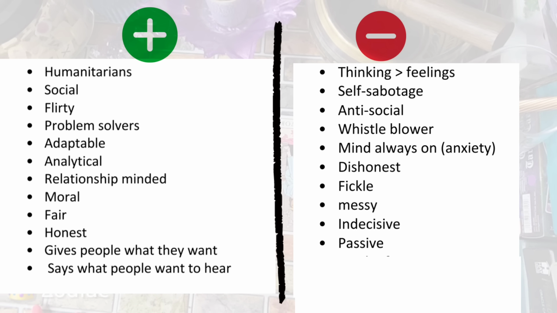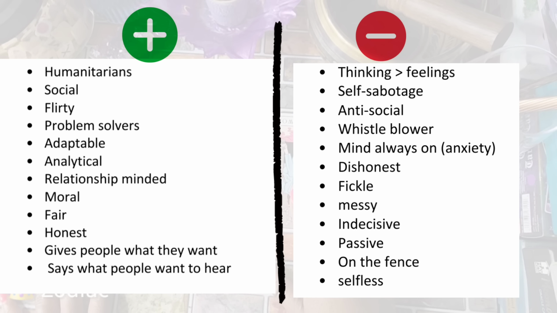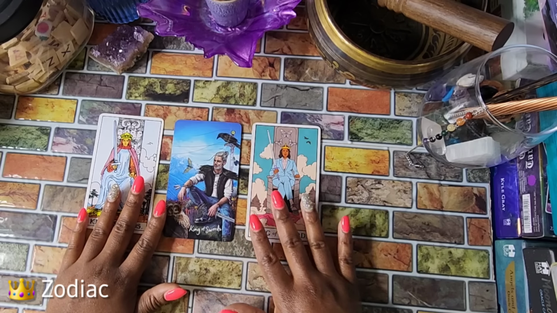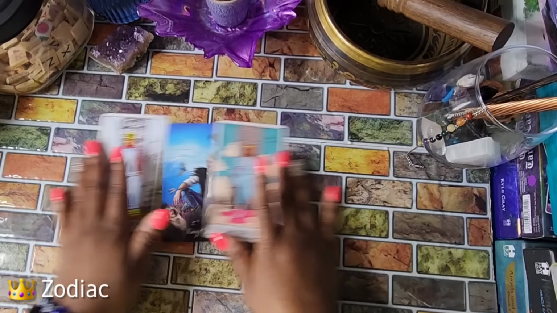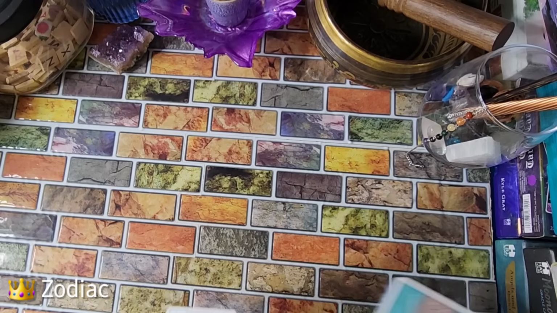Indecisive, passive, very passive. Upright, good at making decisions and good at making quick decisions. Problem solvers. In reverse, so passive and indecisive, on the fence, and selfless. They could be martyrs. Okay, so wow. So that is the King of Swords as an air sign, Libra, Aquarius, Gemini. Okay, let's look at now the King of Pentacles.